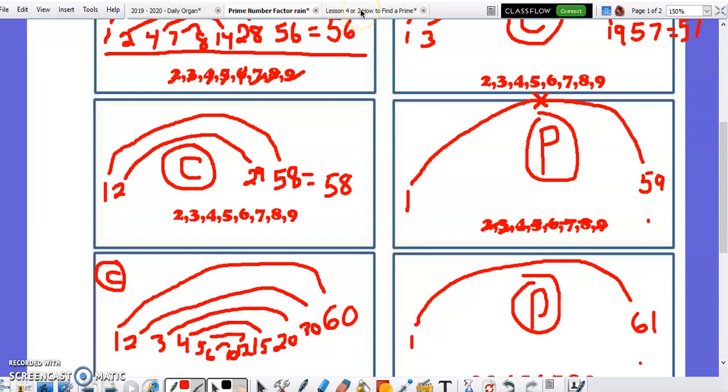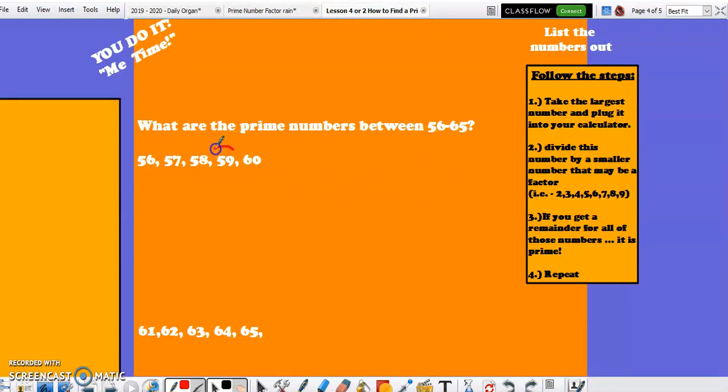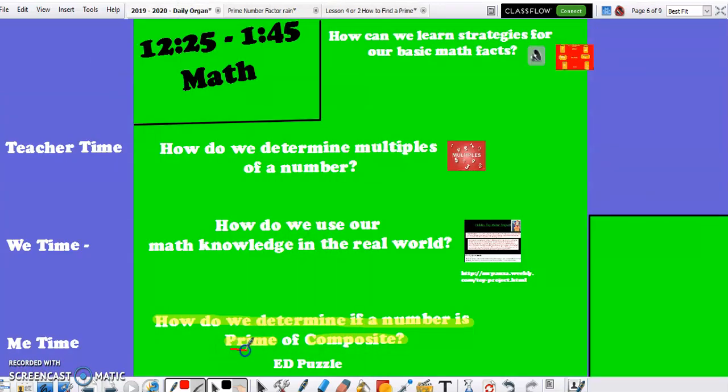So if we go back to our original question, then the answers would be the prime numbers between 56 and 65 are 59 and 61. Every other number is a composite number. And why? Because composite numbers have at least 3 factors. All of these had at least 3 factors except for 59 and 61. And that's how you determine if a number is prime or composite. You need to know the definition of prime or composite and how to create factor rainbows. Hope you did well on the questions.